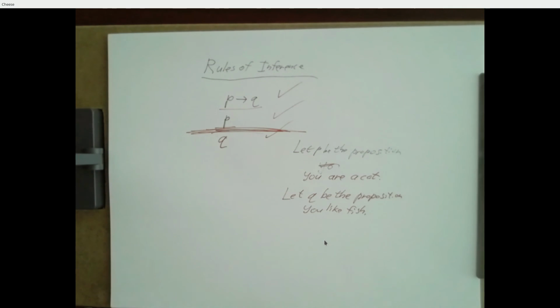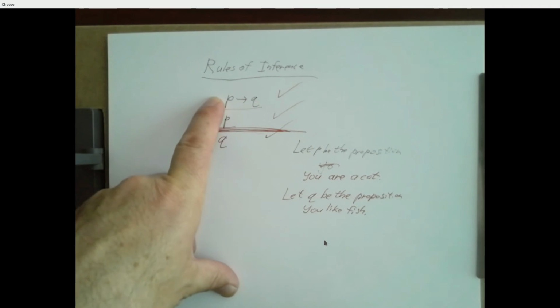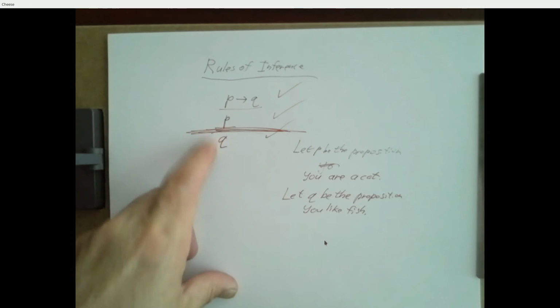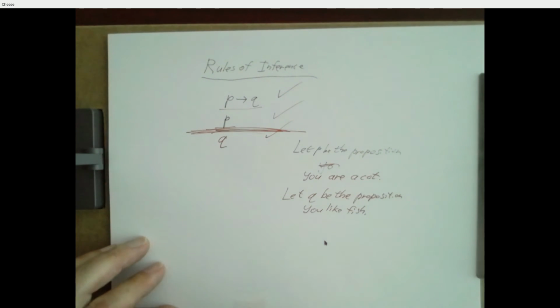So let's stick with these propositional variables. P is the proposition you're a cat. Q is the proposition you like fish. And if it's true that if you're a cat you like fish, and it's also true that you're a cat, then you like fish.